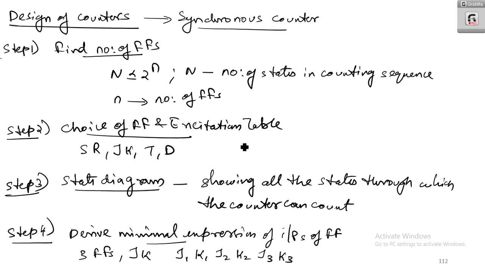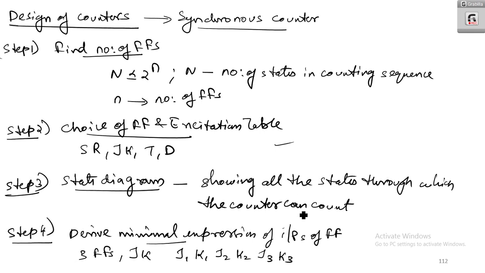That again depends on the excitation table of these flip-flops. And that is the 4th step. If I am having 3 flip-flops and they are T, I need to find only T1, T2 and T3. So that is the 4th step.